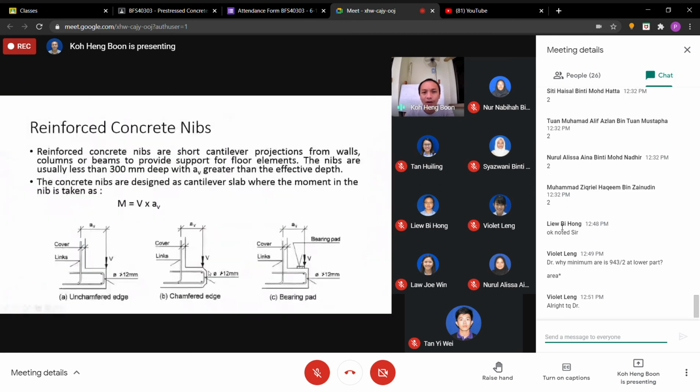Okay, we got the chamfer. At the end we want to get the AV, but to get AV we must have this dimension first, and this dimension depends on the bearing. Once you get this total dimension ready, we can minus out the chamfer, then plus back the concrete cover plus half of the size of the reinforcement, then we get the AV.